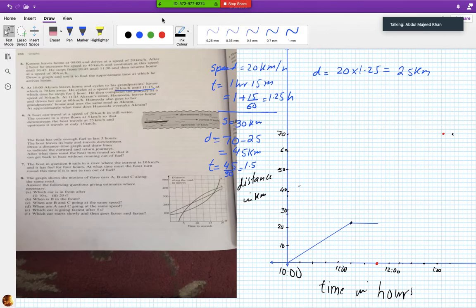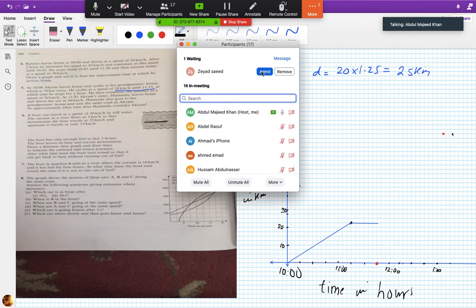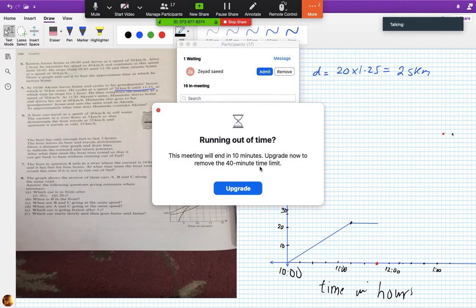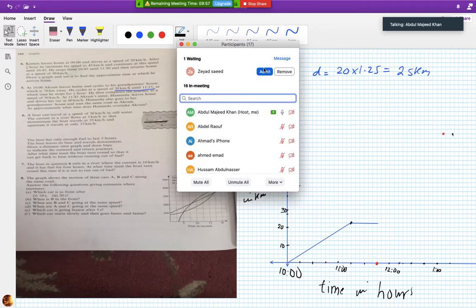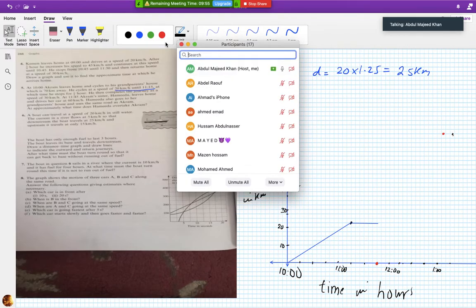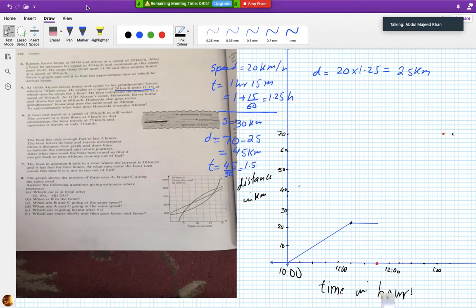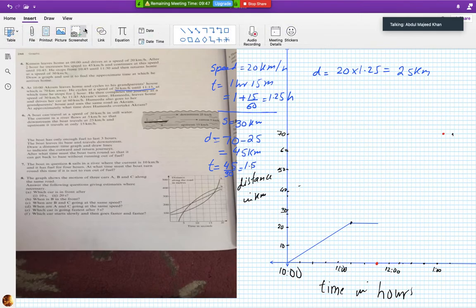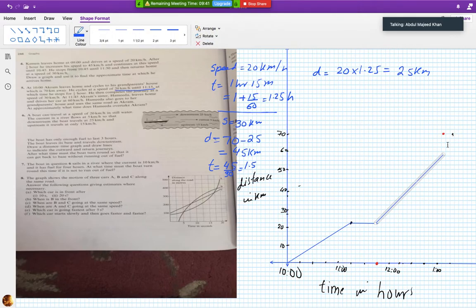Now make another line. Okay, so we have 10 minutes to finish up. Now we have, in this case, to make another line here. That line will show you the journey he completes till his grandparents' house.